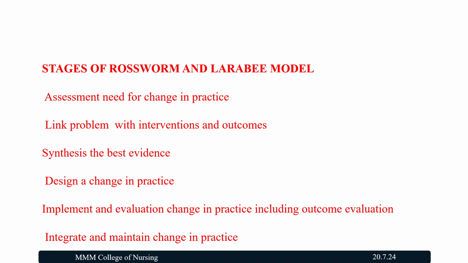Next, stages of the Rosenbaum and Larrabee model. In this, there are totally six stages. First one, assessment of need for change in practice. Second one, link the problem with the intervention and the expected outcome. Third one, synthesize the best evidence. Fourth, design a change in practice. Fifth one, implement and evaluate the change in practice, including outcome evaluation. Last one, integrate and maintain the change in practice.